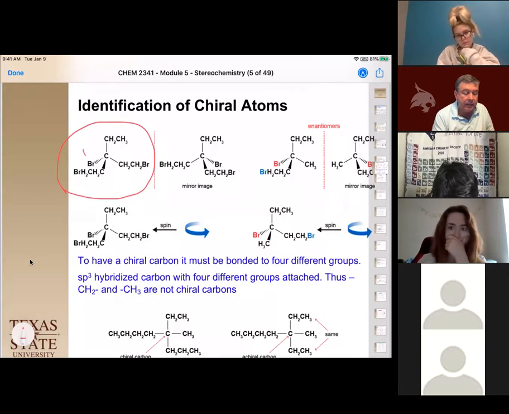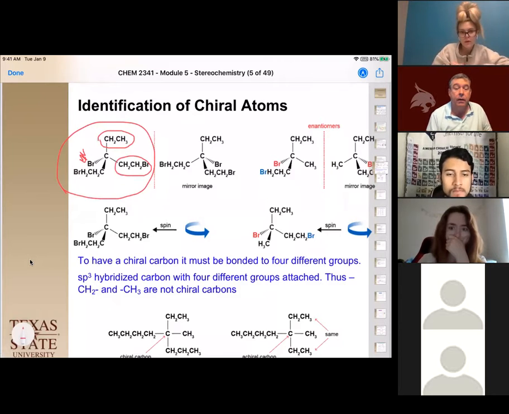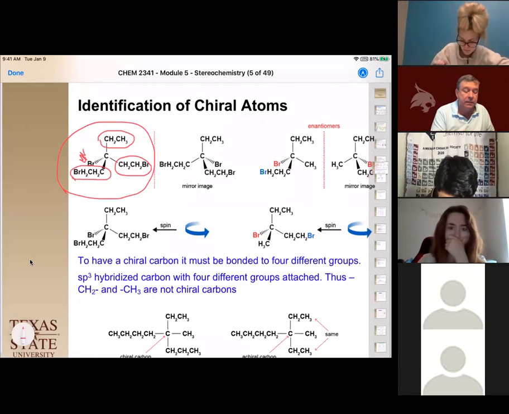Now we have a bromine here. We have a CH2CH3. Okay, well that kind of looks like this one here. Oh, but this has a CH2CH2Br. So that's different, okay? And this has a CH2CH2Br. That means that those 2 groups are the same, right? So this is not a chiral carbon, okay?